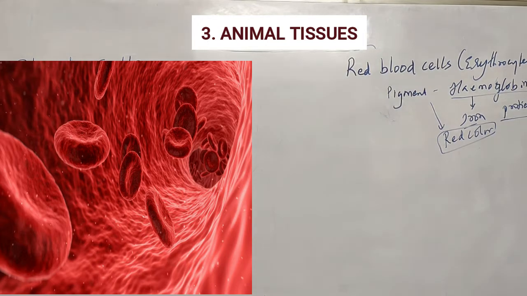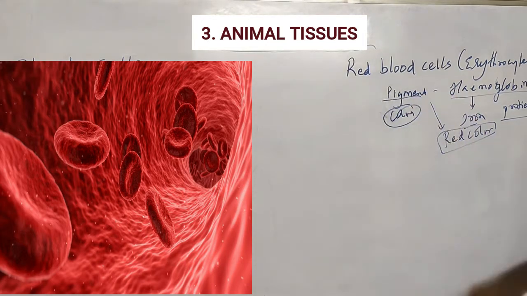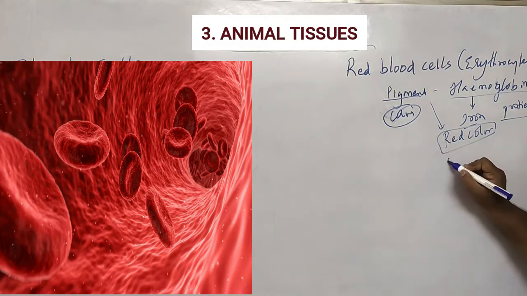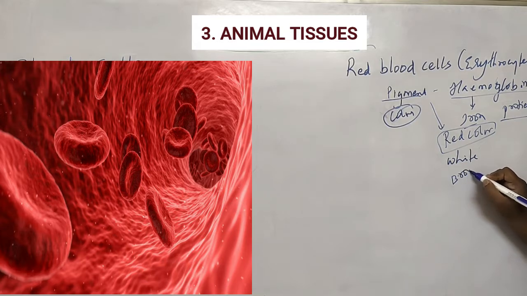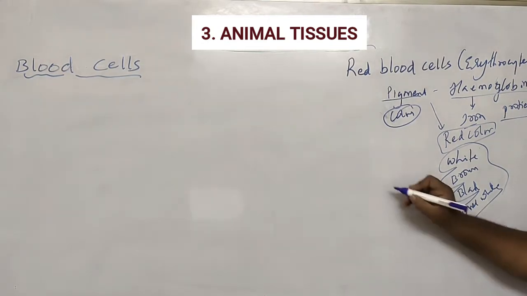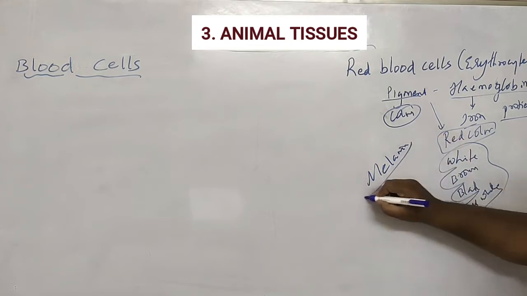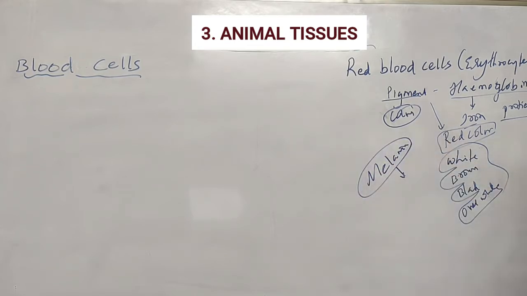In the same way, the pigment molecules will determine the colors. Now you can see some people are white, some people are a bit brown, some people are a bit black, some people are actually very white. So what is the reason behind this? The reason is that there is another pigment in our body which is called melanin.